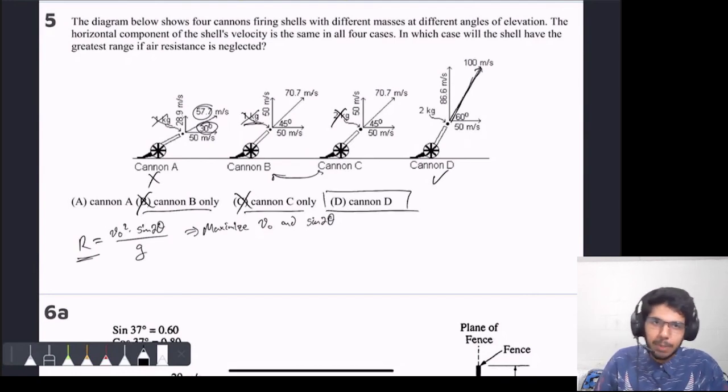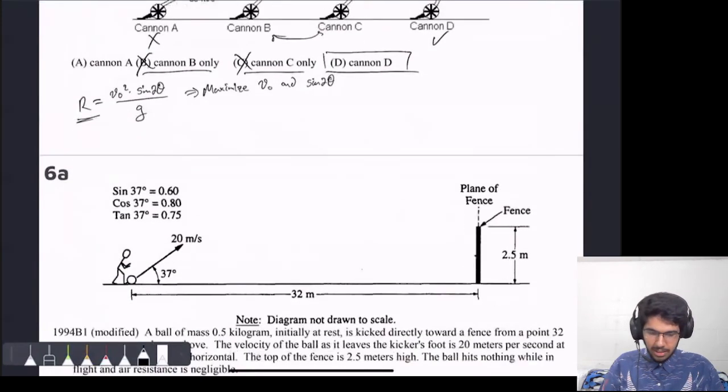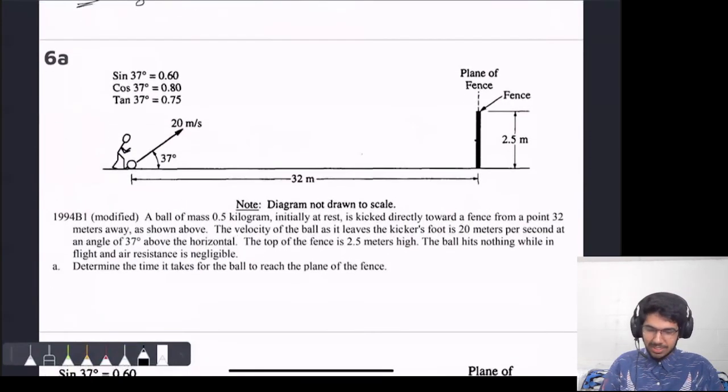And we can check this by plugging these values into the equation for range, but that takes a little bit of time. This is more of an intuitive approach. So now we move on to question 6, which is the final question of today's lesson. It has a couple of parts to it, but we'll get through it. It'll be fun. These won't take too much time.